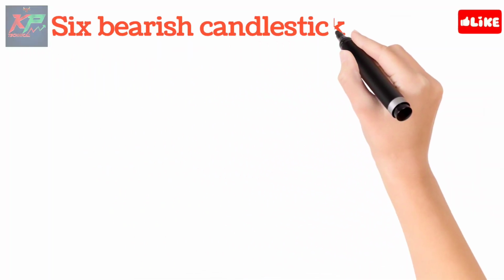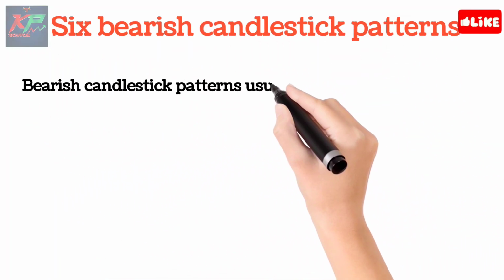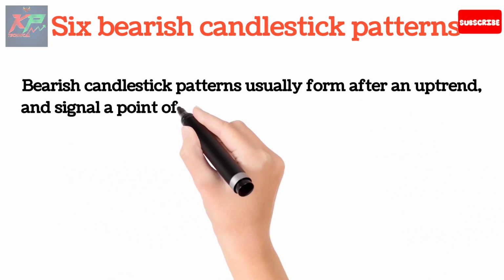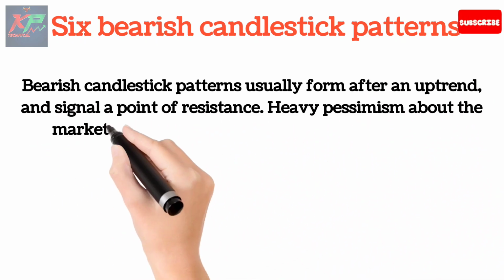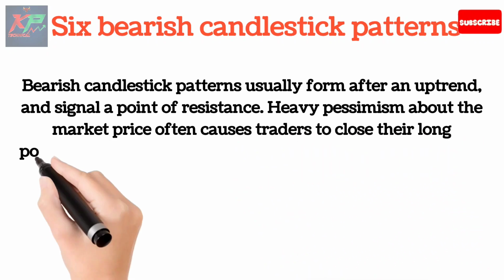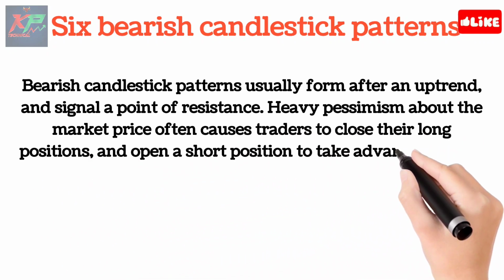6. Bearish Candlestick Patterns. Bearish candlestick patterns usually form after an uptrend and signal a point of resistance. Heavy pessimism about the market price often causes traders to close their long positions and open a short position to take advantage of the falling price.